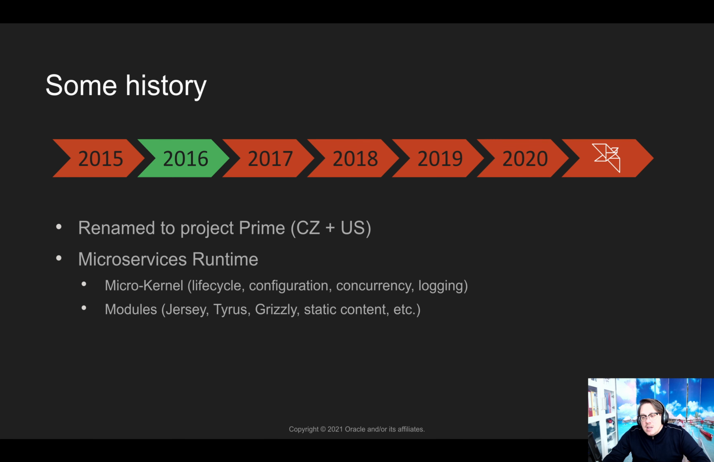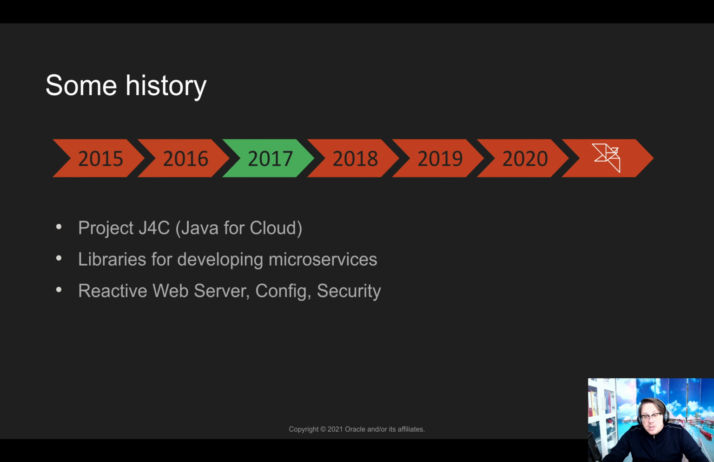Back in 2016, the project was renamed to Prime, something we were getting as our prime goal. At this point, the microkernel and modules were established for the project. The team was, by the way, split between the US and the Czech Republic. In 2017, the project continued evolving. It was called J4C, since there was a fashion to call everything J4 something, Java for Cloud, and this was our first set of libraries for developing microservices. From the very beginning, we had our reactive web server, configuration, security, everything, and this was the foundation of what we call Helidon.